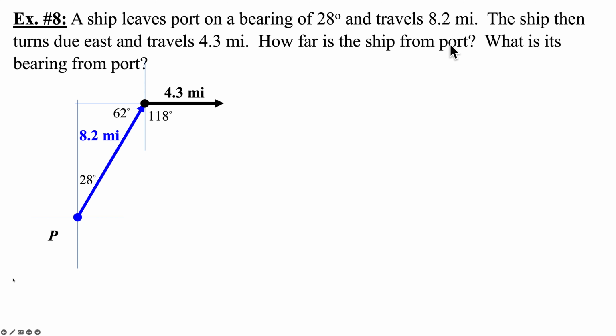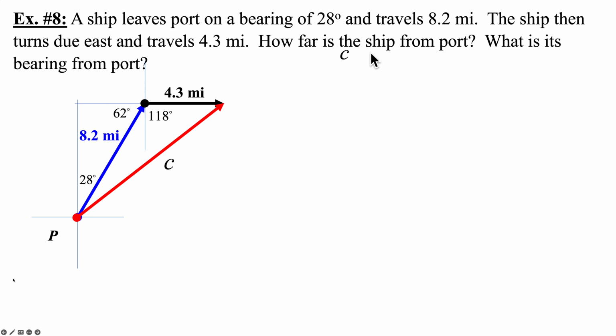How far is the ship from the port? That's this resultant vector right here. And we have to find its bearing. Okay, well, let's take a look. The distance that we're trying to find is unknown, but we know the angle opposite of it. And you have a side, angle, side. So we have the law of cosines that we can use.